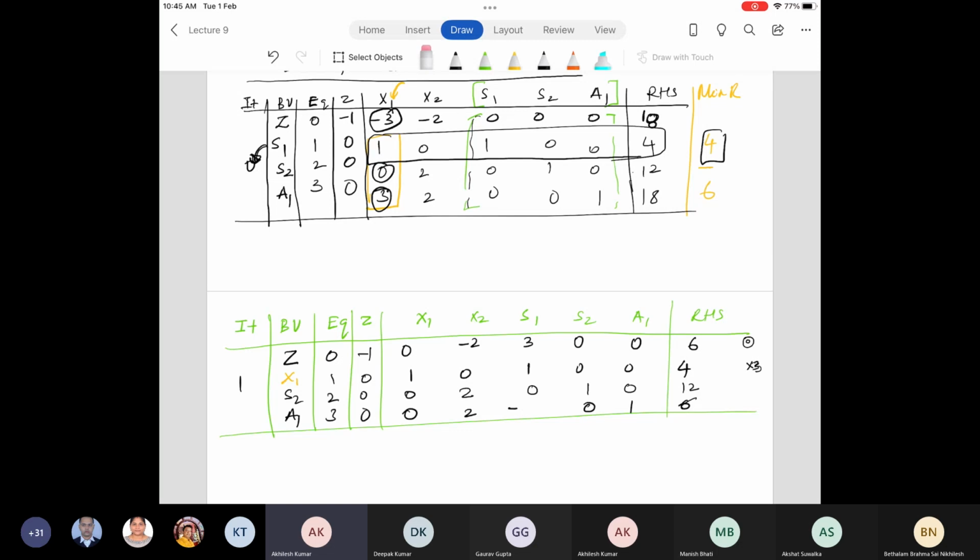So you understood what exactly I have done here? Since x1 was the entering basic variable, below it and above it everything needs to be made 0. So all the row operations we have done are to make everything above and below it 0, and now I can say x1 equals 4, s2 equals 12, and a1 equals, sorry, minus 6. Minus 18. Clear so far? Any questions?